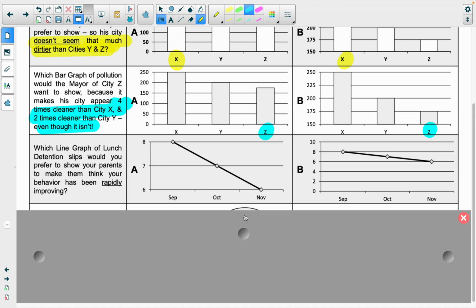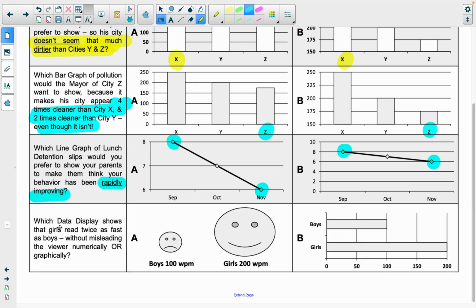The third one: which line graph of lunch detention slips would you prefer to show your parents to make them think that your behavior has been rapidly improving? So this is showing how many detention slips. It started out at 8 and ended up with 6 in both graphs. But one of them makes it look like you've really been improving and that your number of detention slips has gone down greatly. And you're like, I'm really doing a much better job, not getting so many detentions.